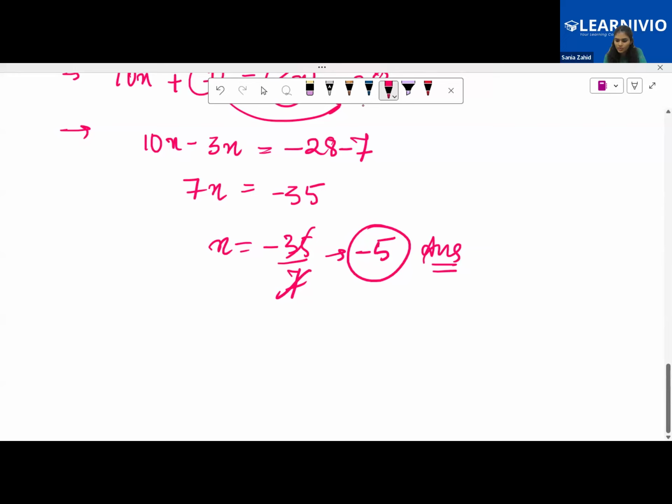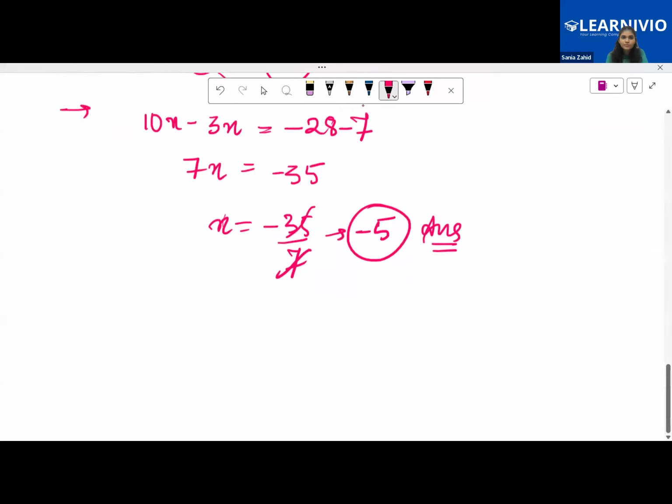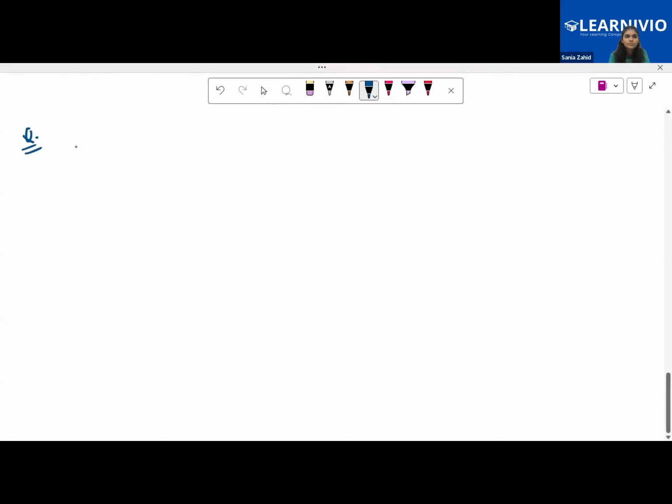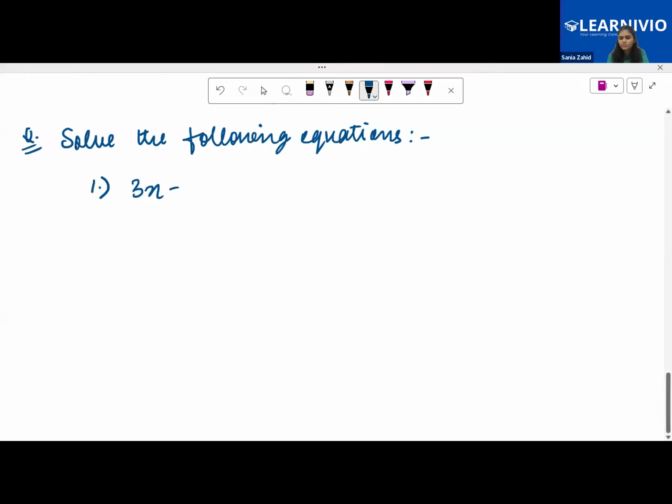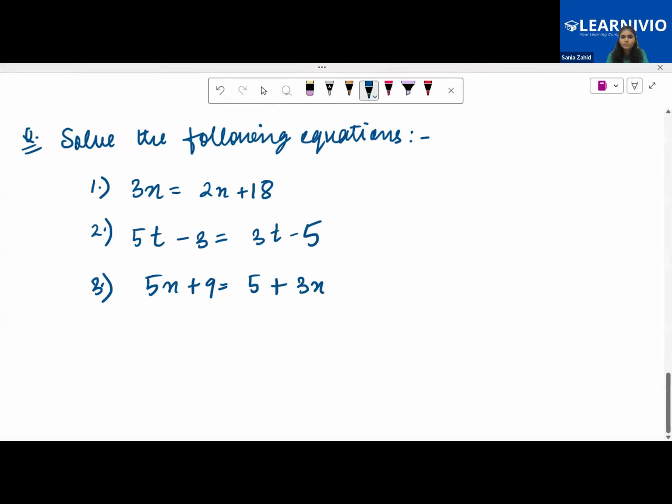This is how you're going to solve the equations. Now I'll give you a few questions to do. You have a set of four questions. Please solve them.